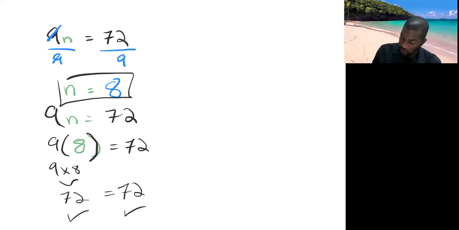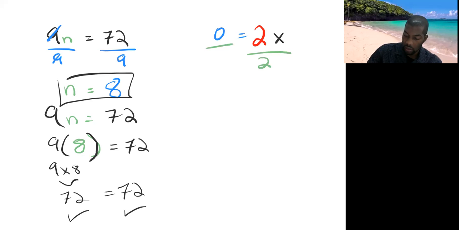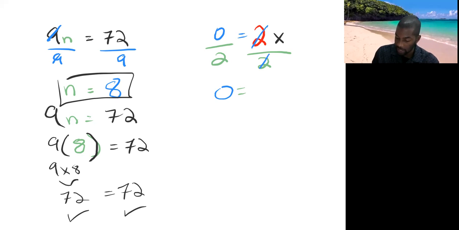Now, let's try one with 0 in it, and that will be our last one for today. If I tell you that 0 is equal to 2 times some number x, what is x? Well, I need to get x by itself, right? So I'm going to divide by 2 on both sides. 0 divided by 2, nothing divided by 2 is just nothing, so that's 0. 2 divided by 2 is 1. 1 times x is x. X is equal to 0.